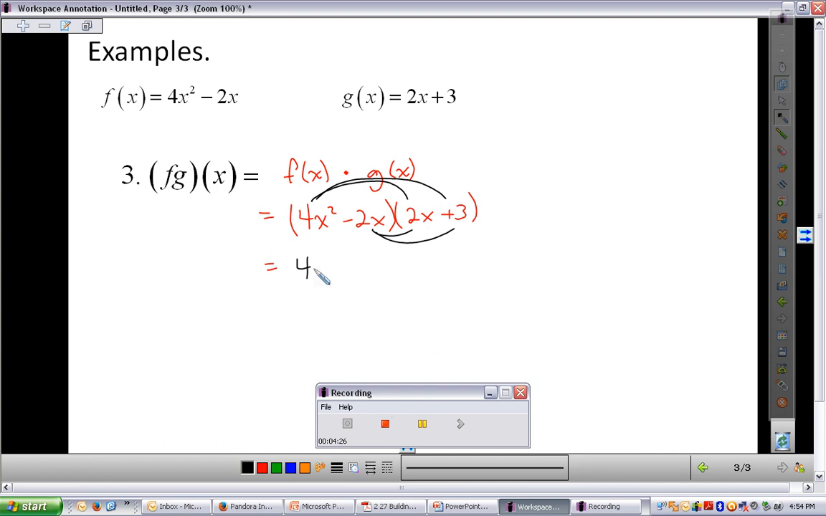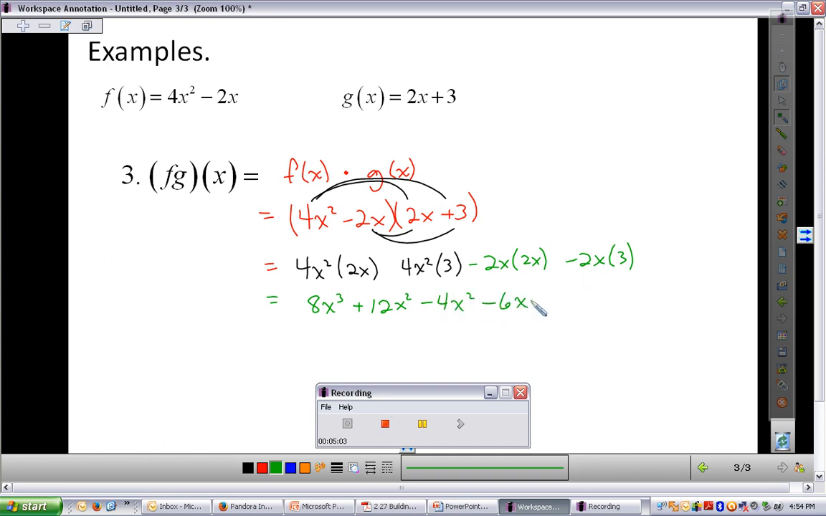So that's going to turn into 4x squared times 2x, 4x squared times 3, negative 2x times 2x, and then negative 2x times 3. So multiply all those together now, and the 4x squared times 2x is 8x cubed. 4x squared times 3 is a positive 12x squared. Negative 2x times positive 2x is negative 4x squared, and then negative 2x times 3 is a negative 6x.